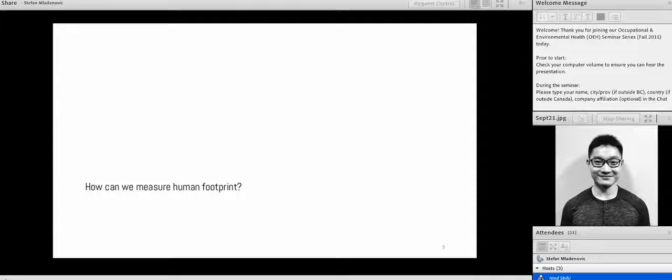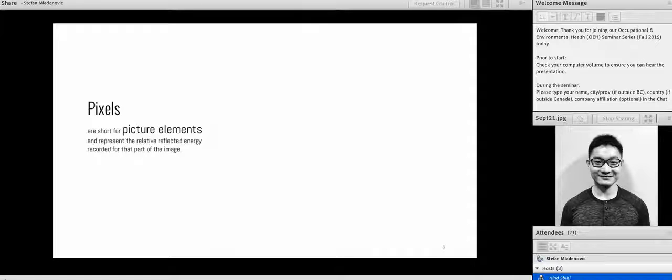So, anyone know what a pixel is? What is a pixel? Have you heard that term before? Yes, that's the smallest unit you can see. If you have a photo, you can keep zooming in, and once you see the little squares, that is the pixel. Pixel is actually a made-up word. It stands for picture element, the smallest unit on the image, and it measures how much energy got reflected from the surface.